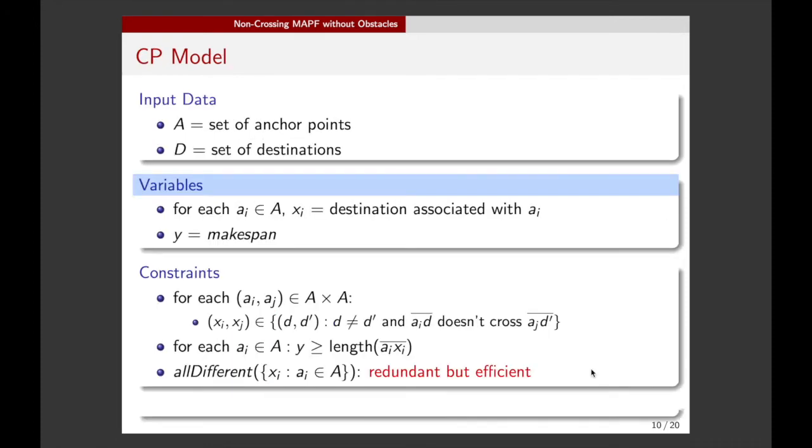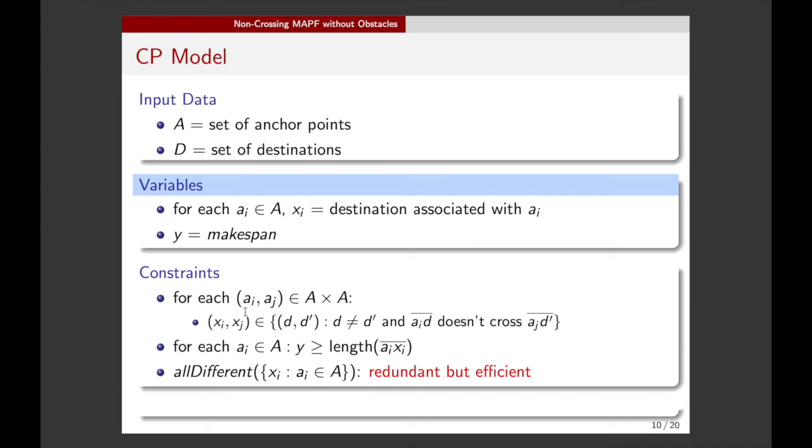To find the optimal solution, we introduce a CP model to solve the problem. In this model, we have a set of variables xi as the destination associated with each anchor point ai, and another variable y representing the makespan. And there are three constraints.